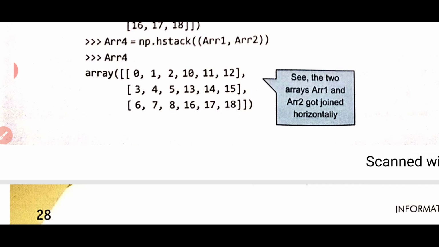Now the elements of ARR2: 13, 14, 15. Now next, third row: 6, 7, 8. After that the elements of ARR2: 16, 17, 18. See, the two arrays ARR1 and ARR2 got joined horizontally. Very good.